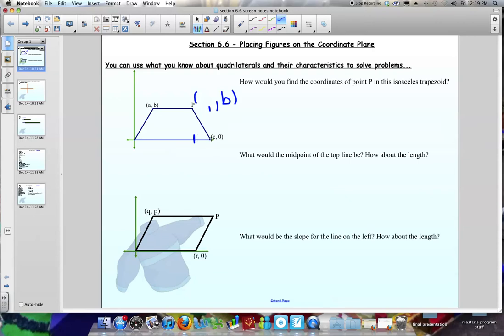So to go backwards from C to get back to this point, how much would I have to remove from C? I would have to remove A units. I would have to remove a distance of A. So my x-coordinate would be C minus A. And then my y-coordinate would be B, and those would be the coordinates of point P.